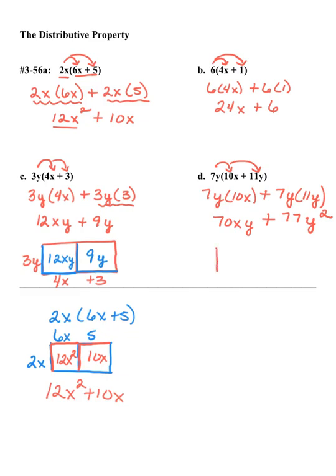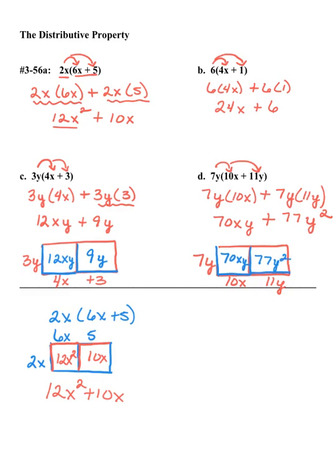If I want to verify this using a generic rectangle, again, I'm making a rectangle that's a 1 by 2 in dimensions. 7y on one side, 10x and 11y on the other dimension. And now finding the area of each individual square or rectangle, 7y times 10x gives us 70xy, and 7y times 11y gives us 77y squared.